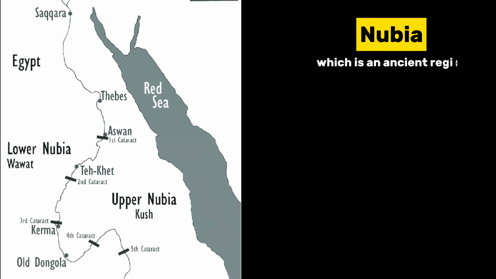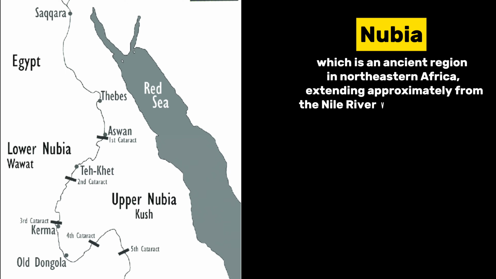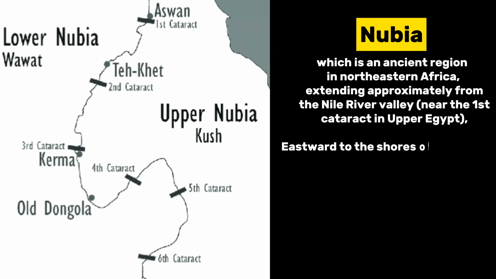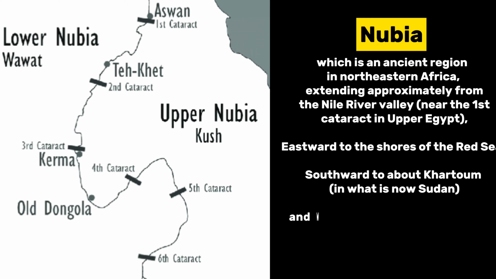Nubia, which is an ancient region in northeastern Africa, extending approximately from the Nile River Valley near the First Cataract in Upper Egypt, eastward to the shores of the Red Sea, southward to about Khartoum in what is now Sudan, and westward to the Libyan Desert.